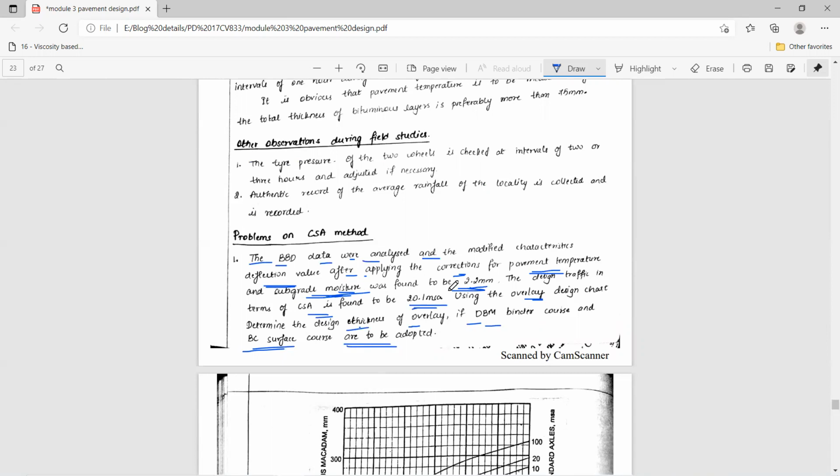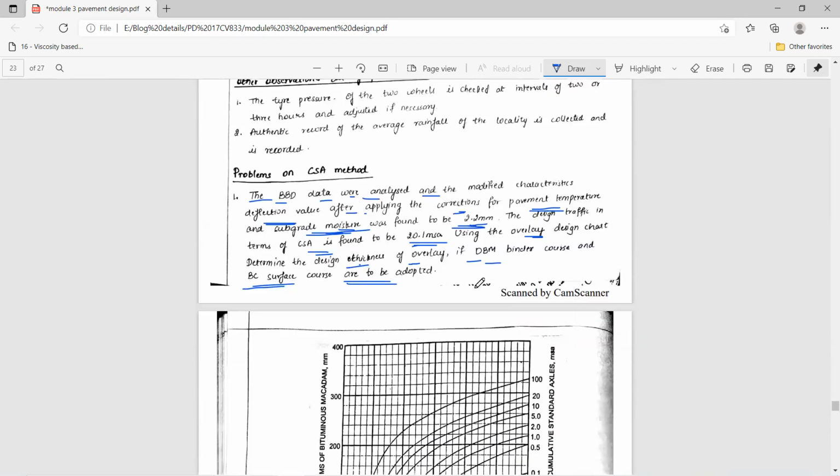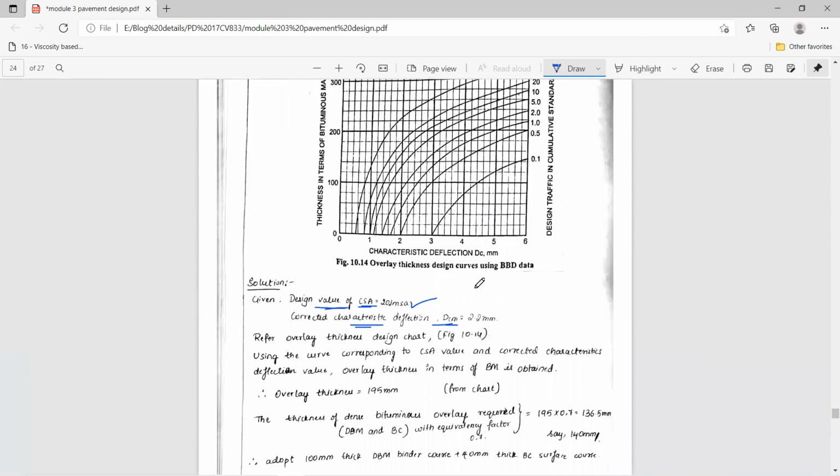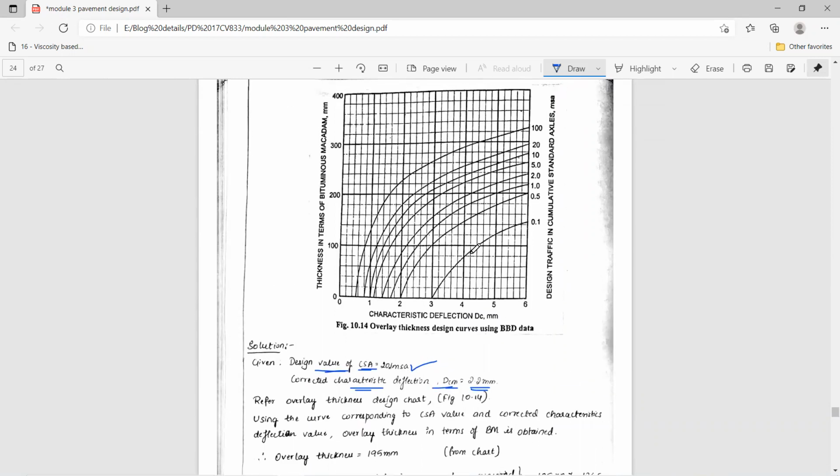But anyhow, in the problem he has given that after applying the corrections for both temperature and moisture, the deflection value is 2.2 mm. Therefore, you can consider this value straight away. Now, we have to use the chart in order to fix the thickness of overlay. How to use the chart?